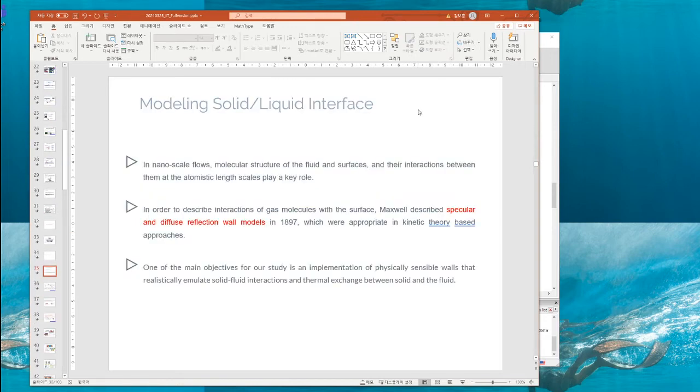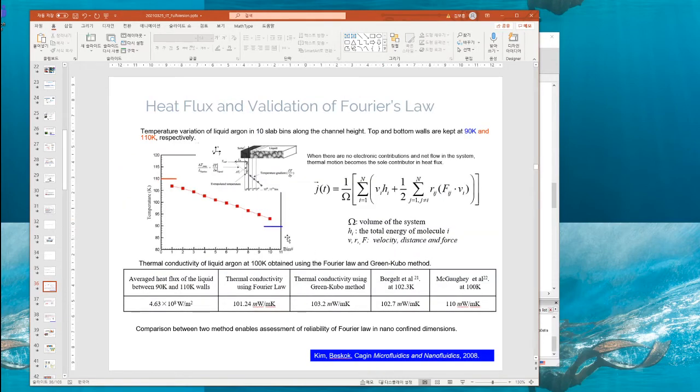Okay, so my research is basically focusing on modeling the solid-liquid interface, because at the atomistic length scale these interfaces play a key role, and previously people were simply modeling these interfaces with specular reflections or diffusion reflections. But nowadays there is more need for realistic solid-liquid interfaces, and MD is a very good tool for that. So I already explained this to you, right?